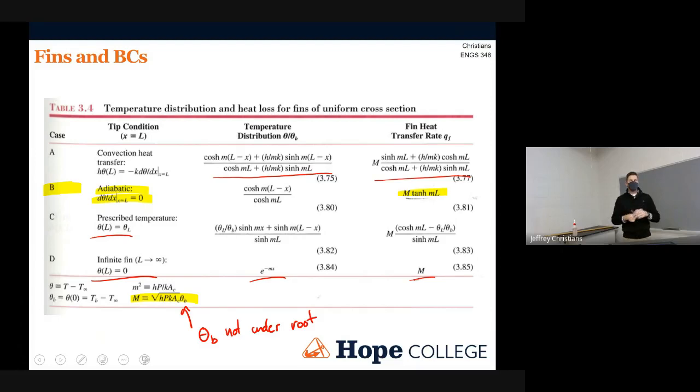What you're basically going to do is jump to this table, and I'll post this on Moodle. You'll jump to this table and say, what's the end of the fin doing? And that's where you're going to start. So you pick which set of equations you want to use based on what's happening at that tip.